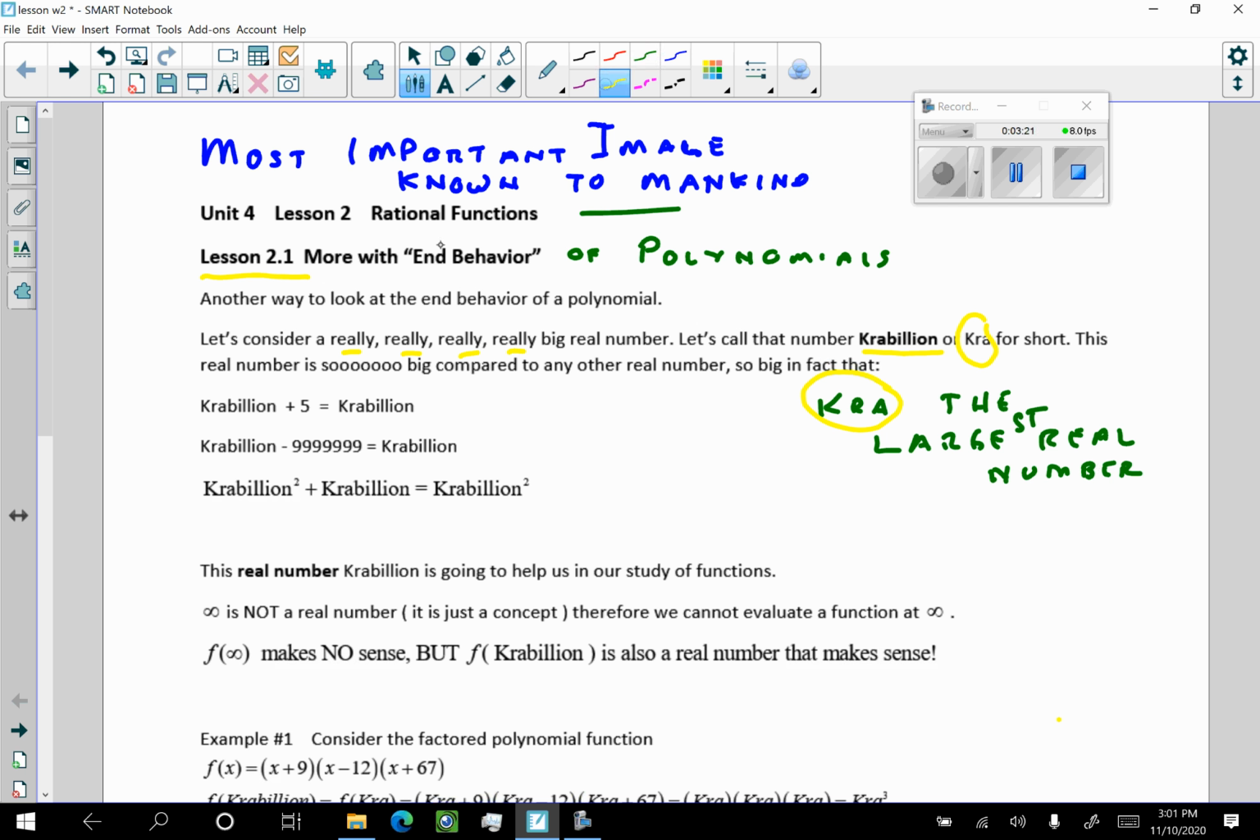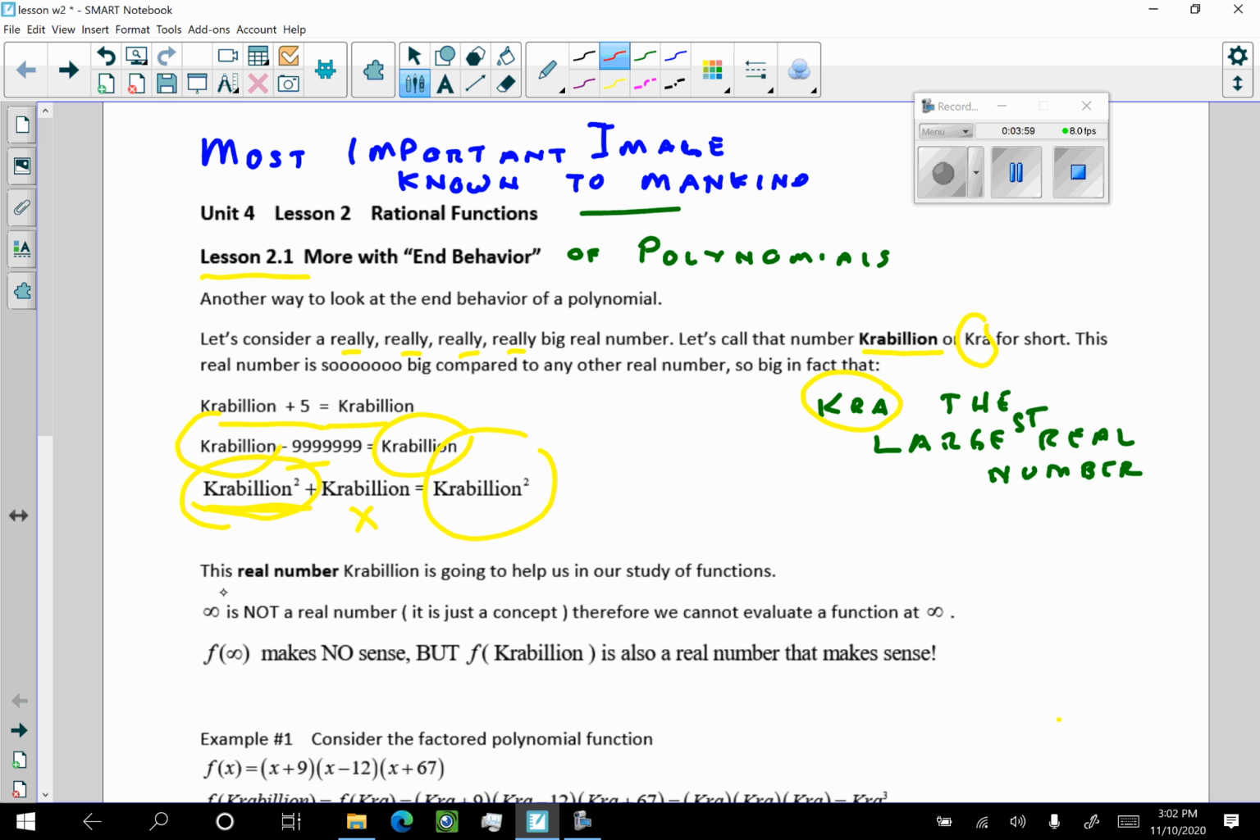And if I take Krabillion plus 5, that's just Krabillion. If I take Krabillion and subtract from it this large number, guess what? That's just Krabillion. What if I had the largest real number and squared it? Whoa, that's going to be super duper big. And then add a Krabillion to it? Nope. This is going to be insignificant compared to this thing squared. So Krabillion squared plus Krabillion is just Krabillion squared. Krabillion minus this big number is Krabillion. That's how big this number is.